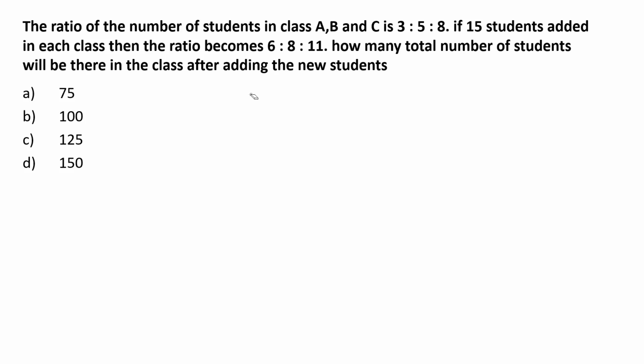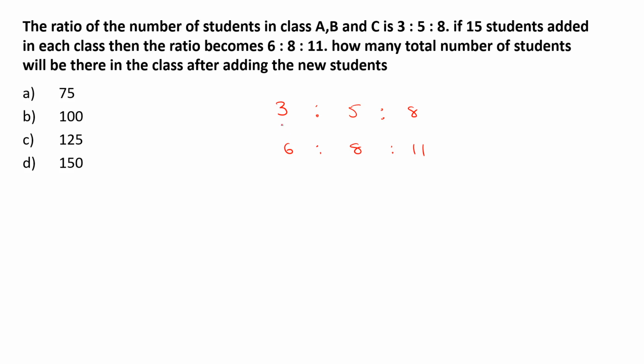The ratio of the number of students in A, B, C was 3 is to 5 is to 8. After adding 15 students to each class, the ratio becomes 6 is to 8 is to 11. And we need to find the total number of students present.